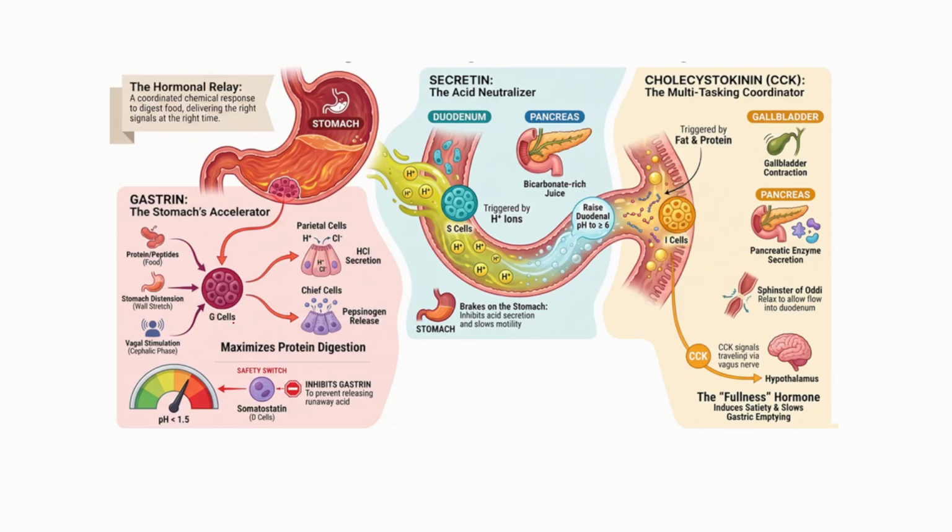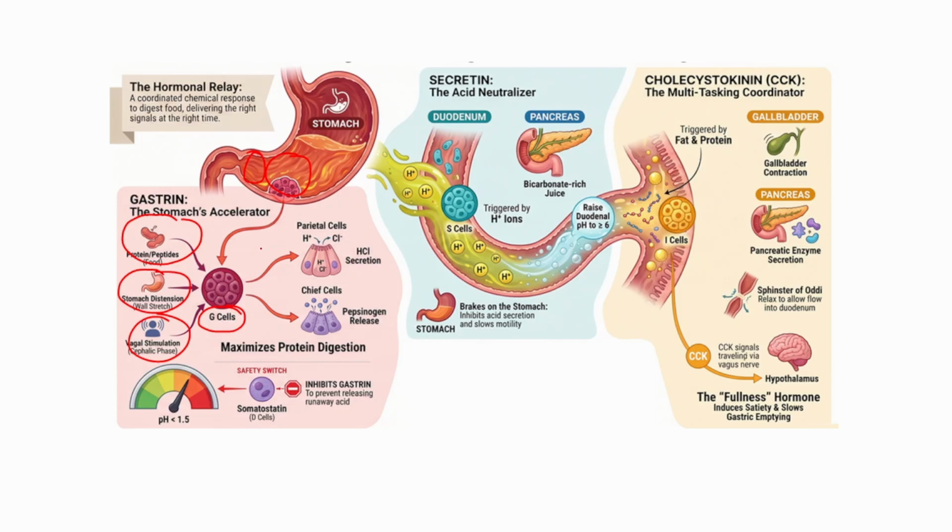Gastrin is produced by G cells located in the antrum and pylorus of the stomach. The stimuli for its release are three. First, protein and peptide fragments in the stomach; second, distension of the stomach wall by food; and third, vagal stimulation, arriving during the cephalic phase before food even enters the stomach.